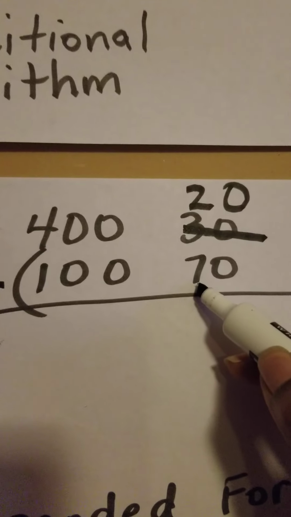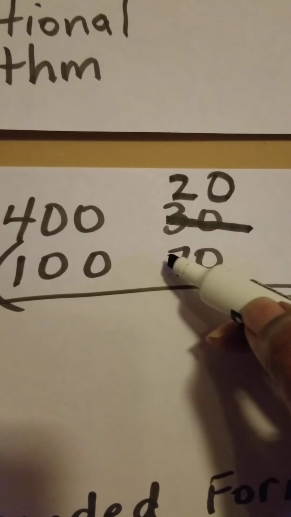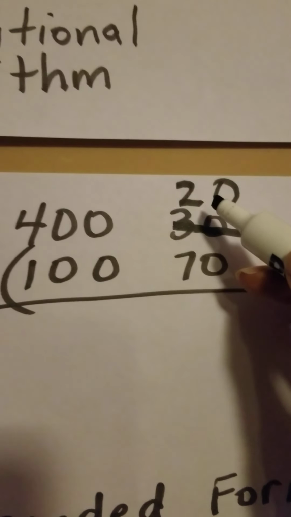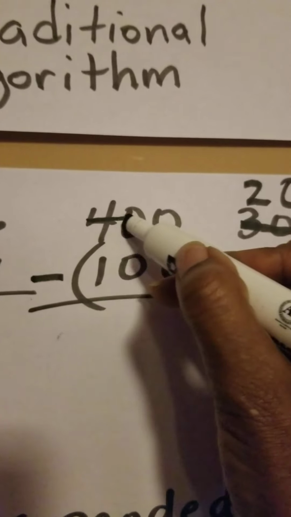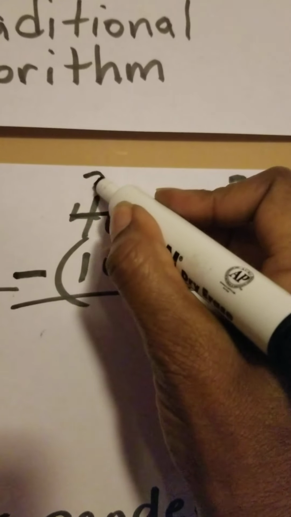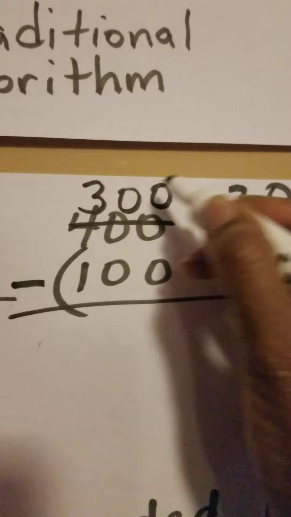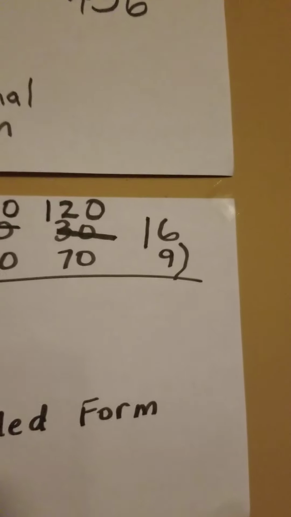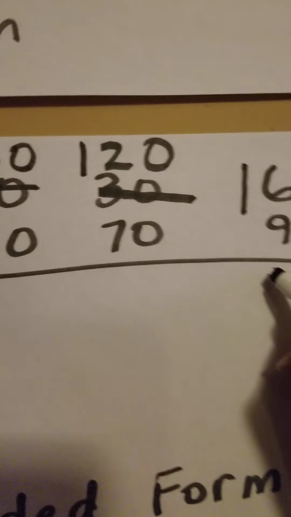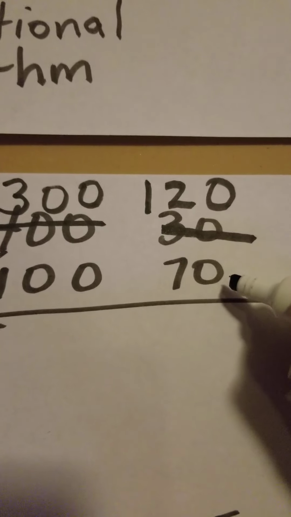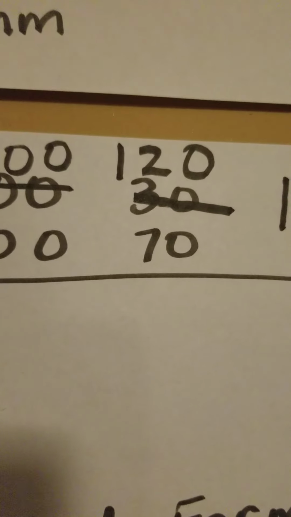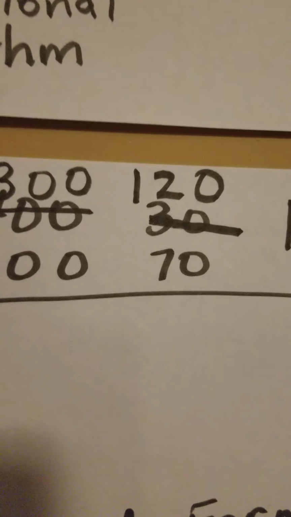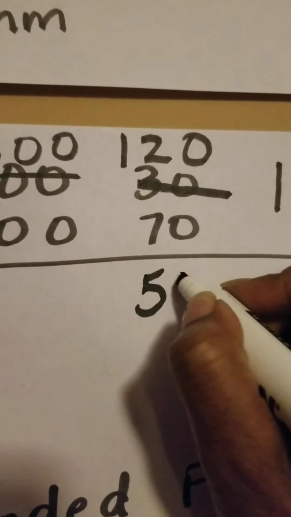And again, you don't have enough here, okay? So you cannot take 70 from the 20. So you go over to the hundreds place, it goes down by 100, so it goes to 300, and you add the extra 100 here. Now we're ready to subtract. 16 take away 9 is 7. 120 take away 70, we could count up from 70: 70, 80, 90, 100, 110, 120. So that makes it 50.